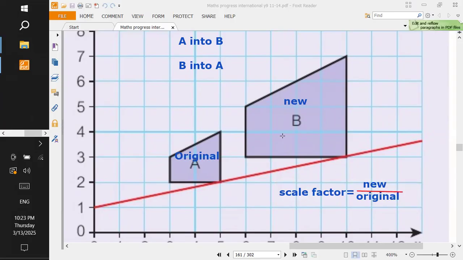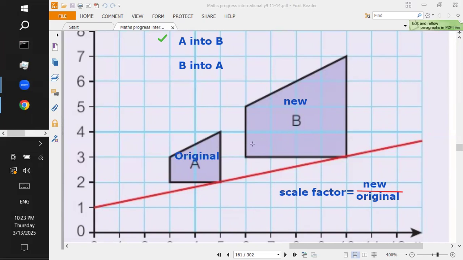So let's take a look at the new shape. Basically, we're talking about the first question. Focus on this: A into B. This means that A is the original and B is the new one. When you divide the new by the original, it means you take a look at the lines here. You take a look at the lines that you have.